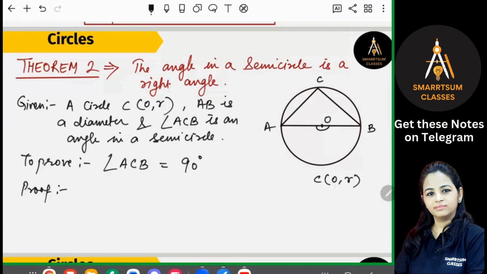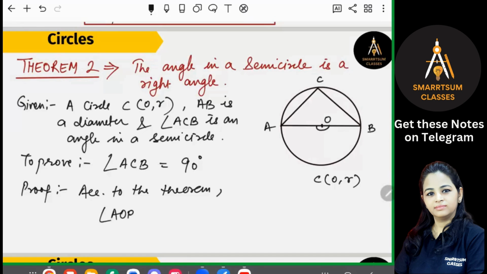Now we know that the angle subtended by an arc at the center of the circle is always twice the angle formed by it at any point on the remaining part of the circle. We have just seen this in the previous theorem, theorem number 1, right? Okay, so according to the theorem, you can write down the theorem whenever you do the questions in your exams. Always write down the theorem by which you are writing that particular statement. So according to the theorem, then write down the theorem.